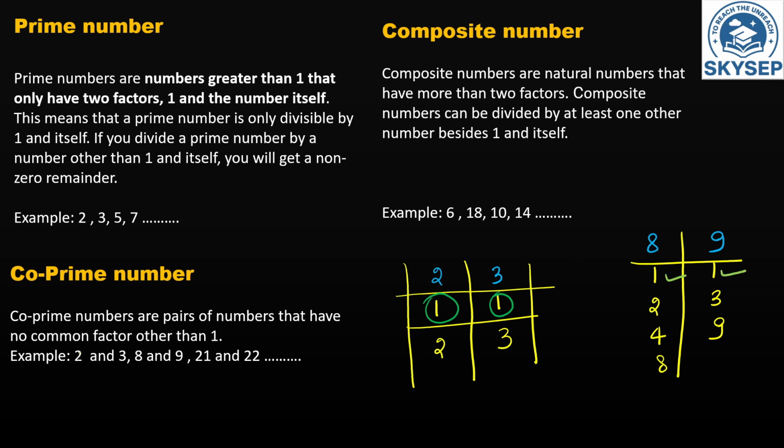So that means co-prime numbers are pairs of numbers. It should contain a minimum of 2 numbers that have no common factor other than 1. That means 1 should be the common factor between any 2 numbers. Those numbers are called co-prime numbers.